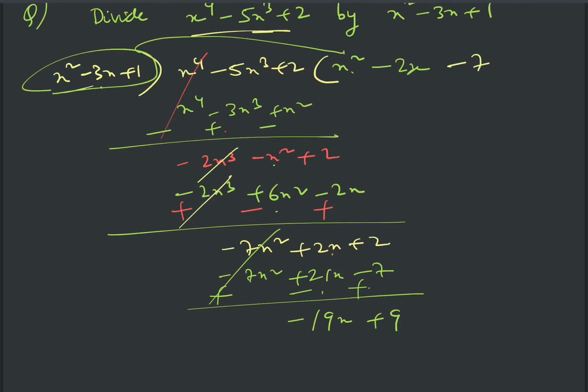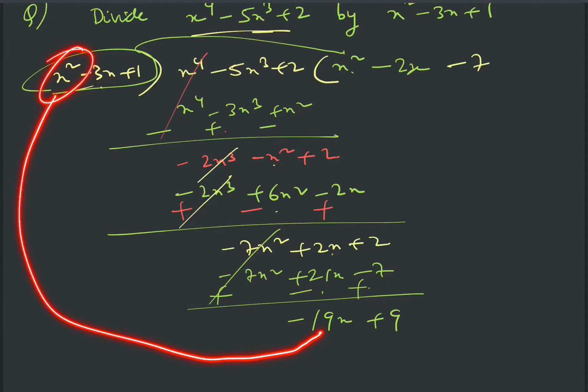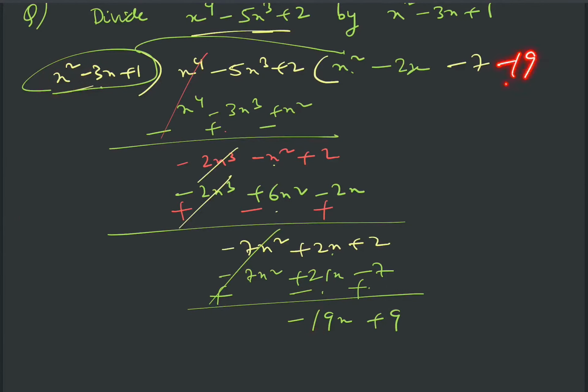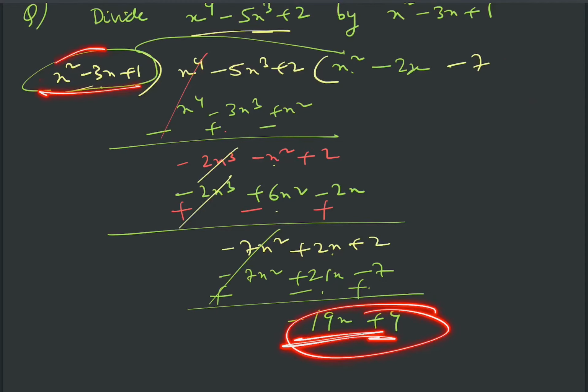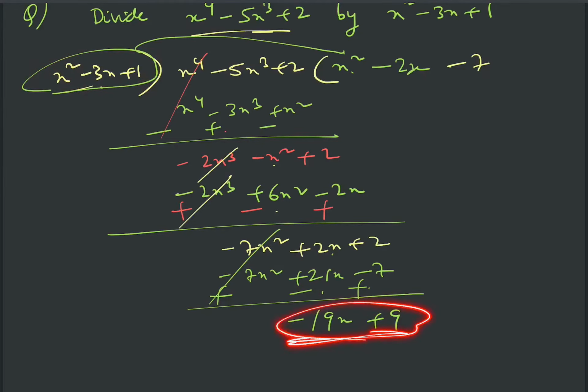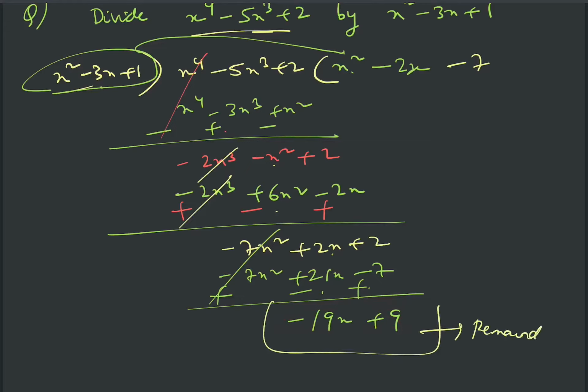Now you see, if you ask yourselves again the question, what you need to multiply with x square to get minus 19x, you will get the answer minus 19 by x. But we will not go there, because see, already the degree of this expression is less than this, right? The degree of the divisor is 2, and the degree of the remainder here is 1. So you can stop here. So you can say that this is the remainder, right? And this is our quotient.